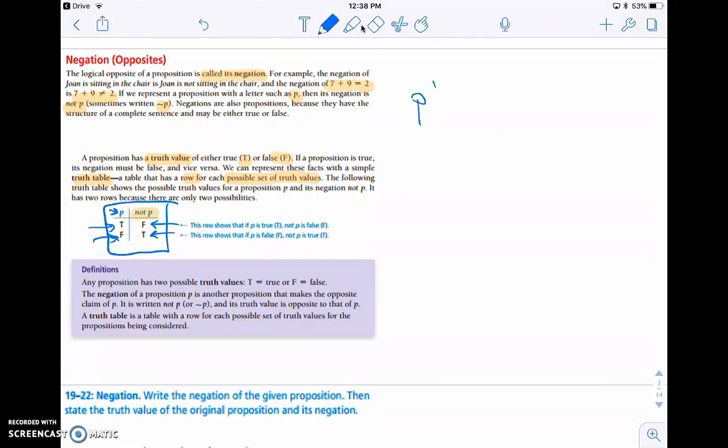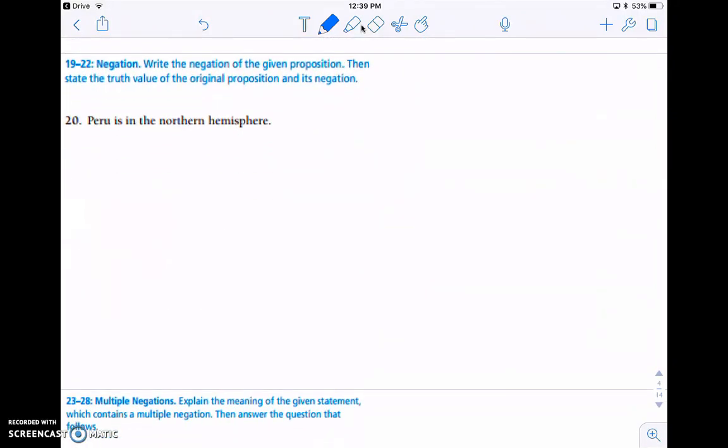And so you can see all those formal definitions that I have right here. But again, that's just the basic idea of propositions, the negations, which are opposites, and their definitions. Okay, let's look at a couple things with negations, and then we'll end this video and jump into a part 2. Okay, we want to write the negation of the given proposition and then state the truth value of the original proposition and the negation.